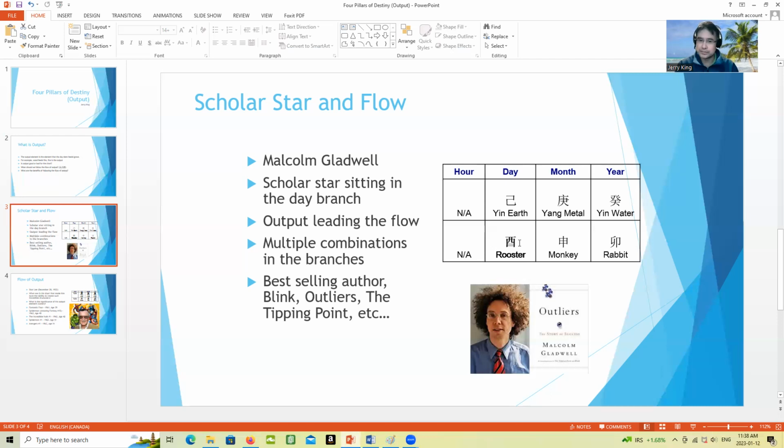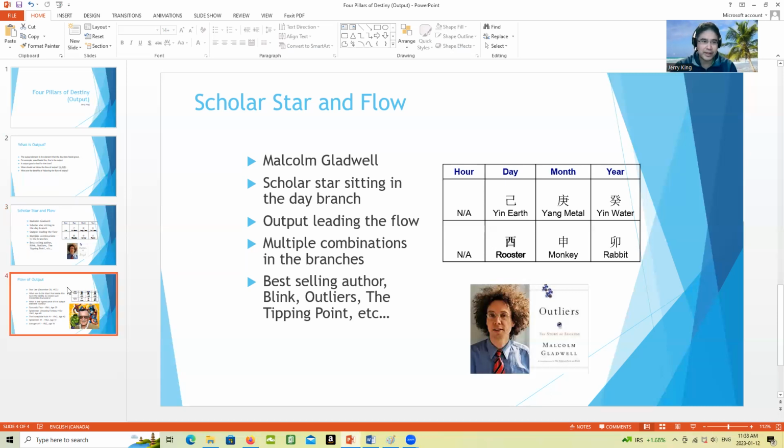Even though there are no combinations, we can still say that it surrenders to the flow of output. It's very common where you don't need combinations for charts that want to surrender to output. It can still follow that flow, okay?